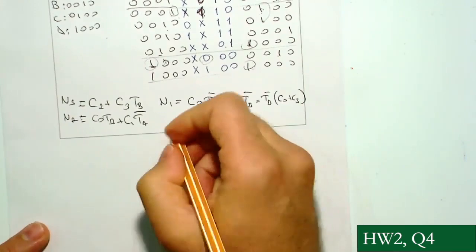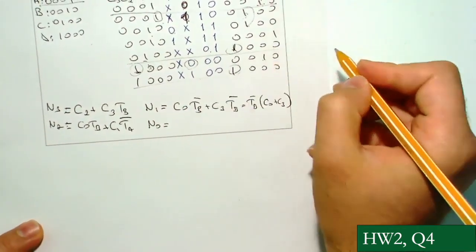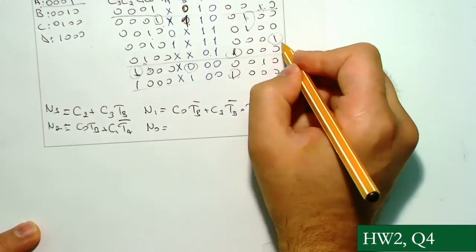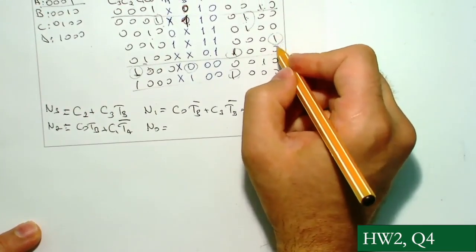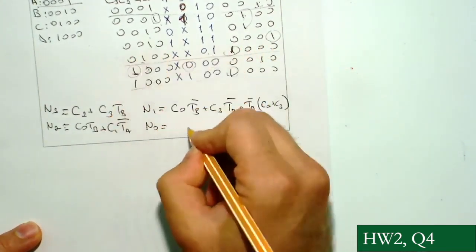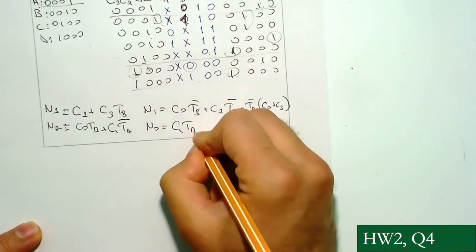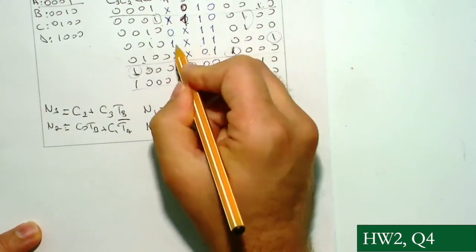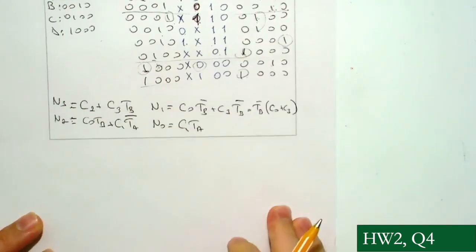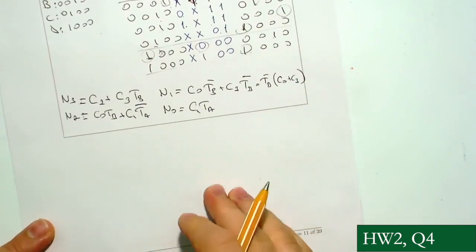Okay. For the next N0, I have 1 here, and that's it, I guess. So this means that C1 is 1 and also TA is 1, right? Yes. Okay. So these are the next state logic, the equations for the next states.